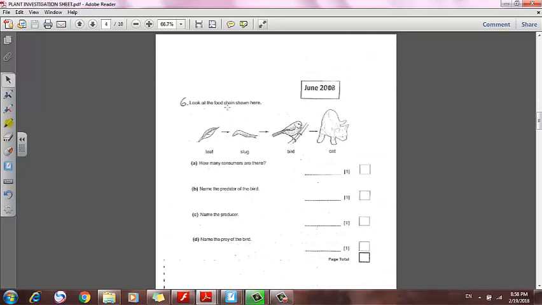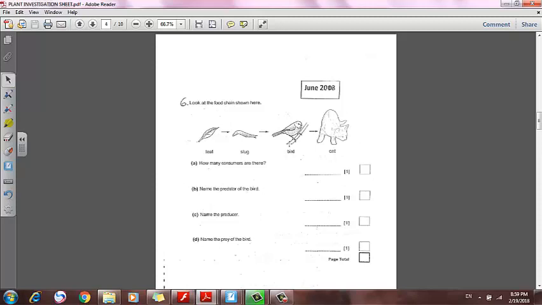Here, look at the food chain shown here. Leaf eaten by slug, slug eaten by bird, bird eaten by cat. How many consumers are there? Three consumers: cat, bird and slug. Any animal in the food chain is a consumer.